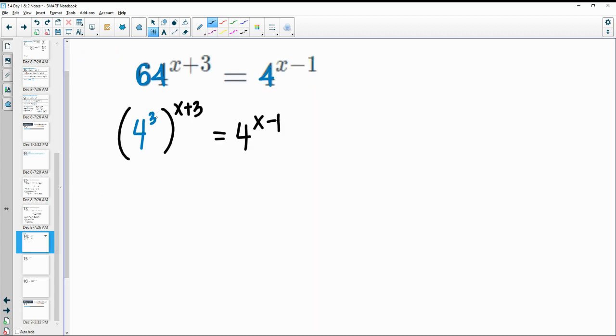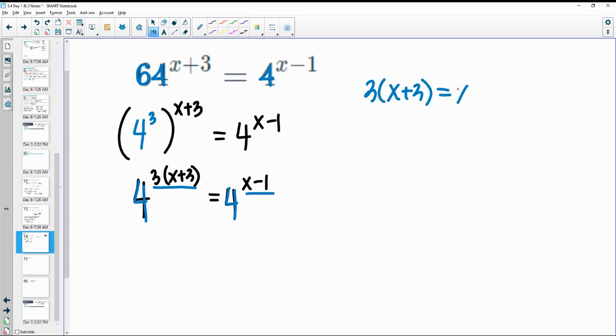So then we're going to use our power rule here, which tells us when we have a base and then a power to a power, that you multiply these. So we'll be multiplying 3 times x plus 3 for that exponent. And then we have 4 to the x minus 1. So since these are now the same base, we know that that means that these exponents must be equal to each other. So we know that 3 times x plus 3 needs to equal x minus 1.